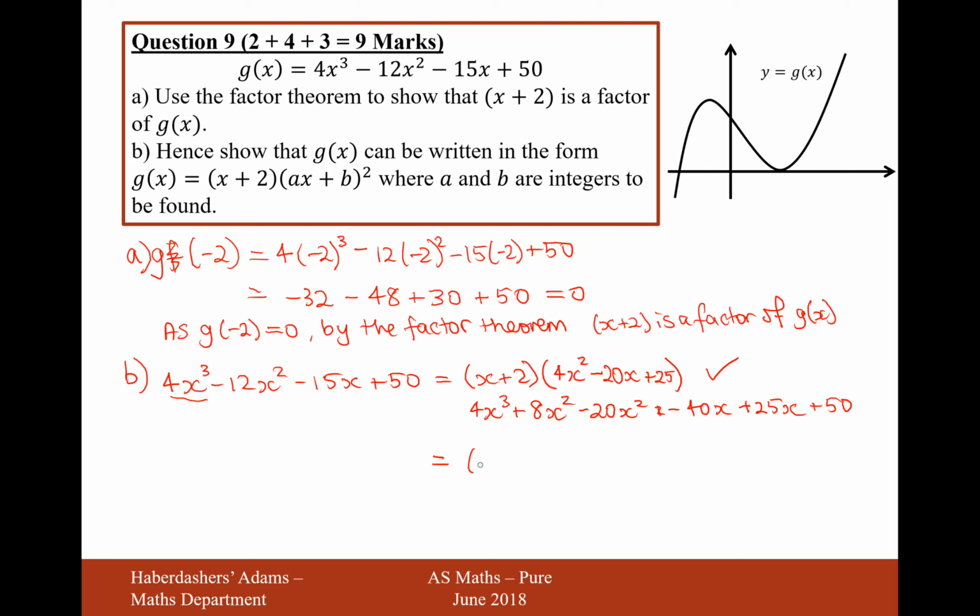And then if I factorize it a little bit more, just by a bit of trial and error, it's going to be 2x minus 5, 2x minus 5. So therefore it's going to be x plus 2, 2x minus 5 squared. So therefore a equals 2, b equals minus 5. So there we are, that's the answer for part B.